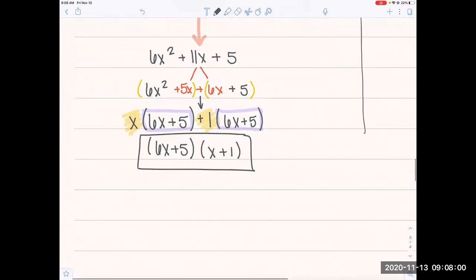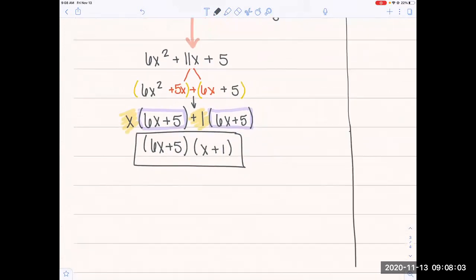I can check all of these, every single one on the test. You can check by FOILing or distributing, depending on how many terms you have outside. I'll come back to your question, Kayla. Don't let me forget. So a binomial times a binomial is FOIL. So I'm going to check this by FOILing.